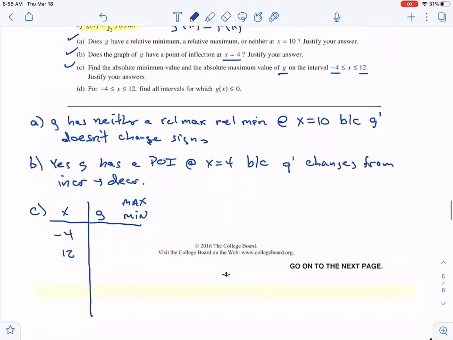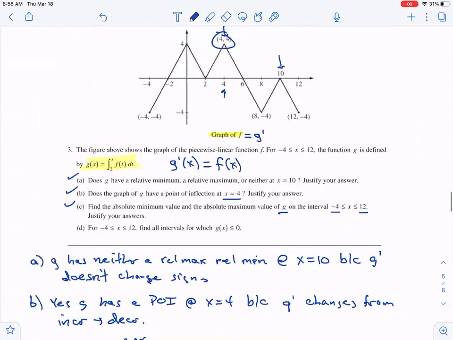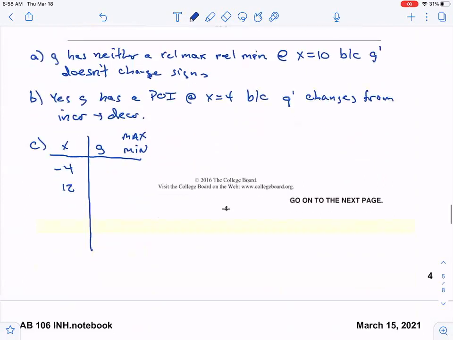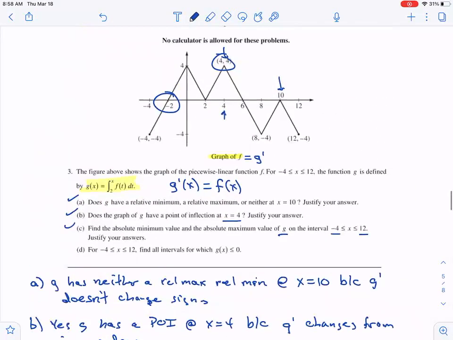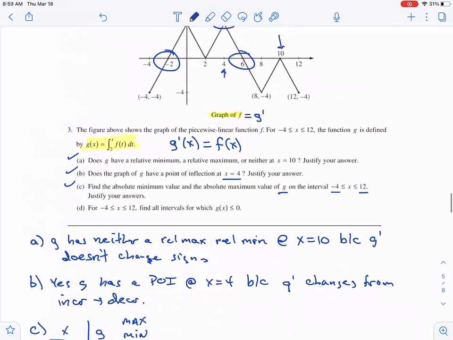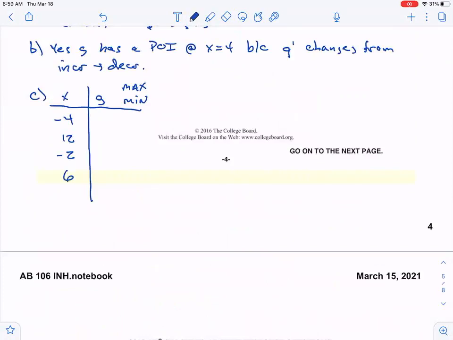Okay. Now I've also got to look at, I'm looking for an absolute min and an absolute max. So I need to consider critical points of G. Well, critical points of G are where G prime are what? 0 or undefined. So I'm looking right here. I got to look at -2. And I'm looking right here. I could look at 2 because technically that's a critical point, but I don't have a change of sign. So I'm going to exclude it. I'm going to look at 6, but I'm not going to look at 10. Does that make sense? So I'm working smarter, not harder. So -2 and 6. I got to consider those points.